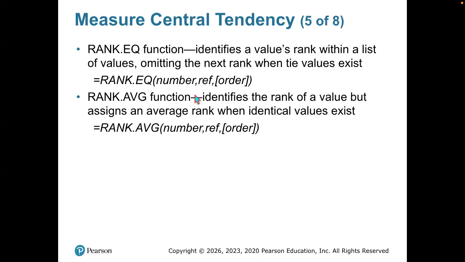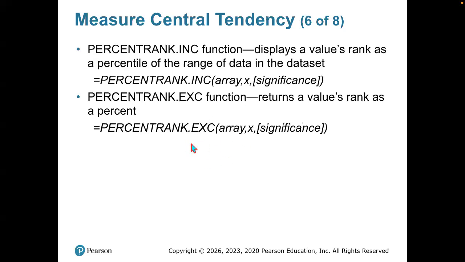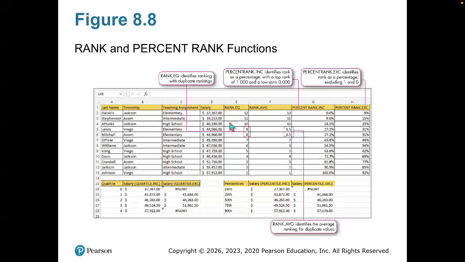On the other hand, RANK.AVG is going to instead assign an average rank. So if we take a look, we'll go through these in a little bit.